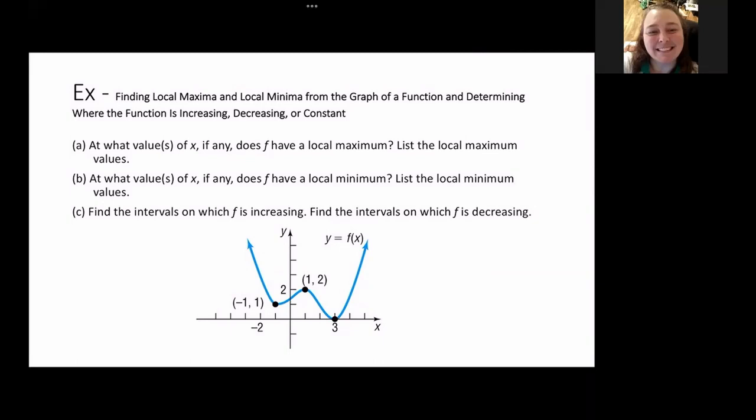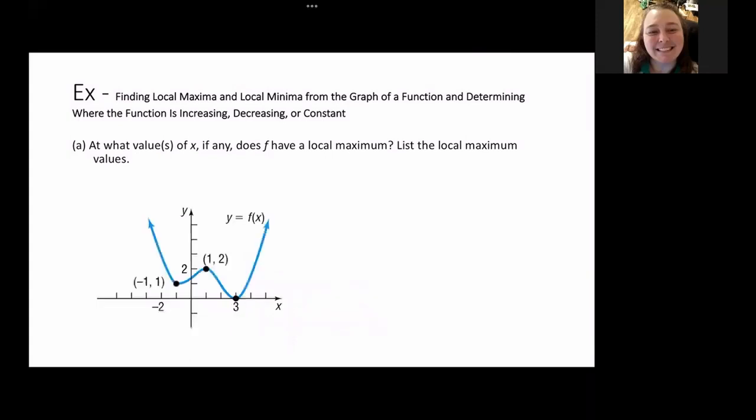And we're going to list those values. And for C, we're finally going to discuss which intervals are increasing and which ones are decreasing. So let's concentrate on A first. So let's pull A out. What we're looking for is the local maximum. The local maximum is the top of that mountain.